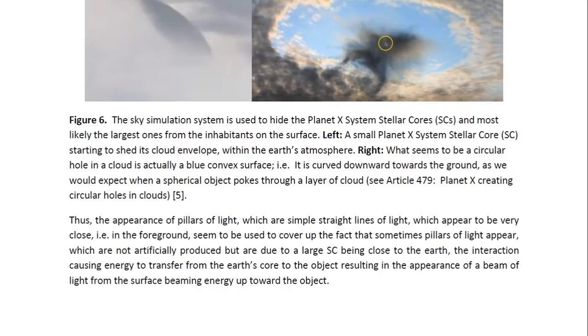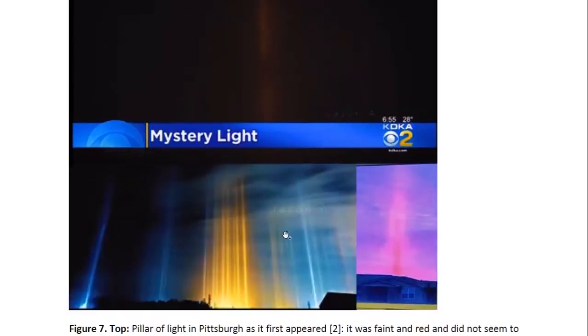The interaction causing energy to transfer from the Earth's core to the object, resulting in the appearance of a beam of light from the surface beaming energy up toward the object. And this is how that pillar of light first looked as it appeared in the sky over Pittsburgh. And you can see again that it does not seem to be in the foreground. It doesn't seem to be right in front of you as these are. These seem to be projections in the sky.